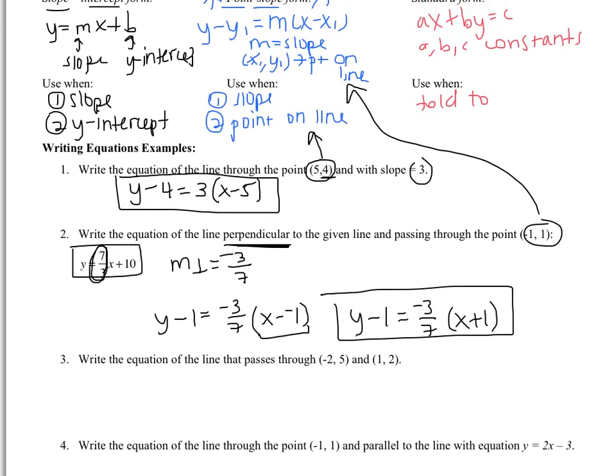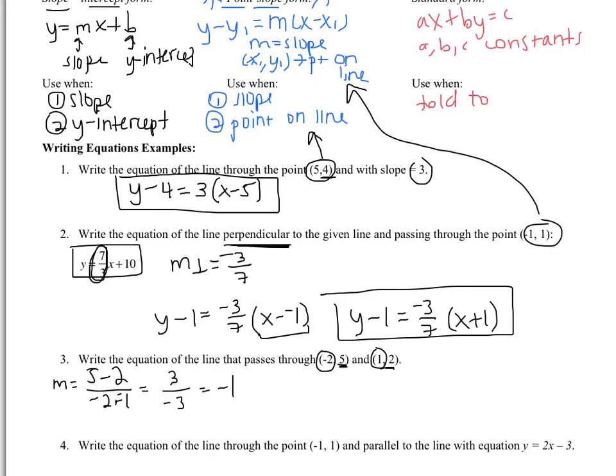Okay, 3, it says write the equation of the line that passes through and then it gives us 2 points. Well, I definitely have a point on the line, but I don't have the slope yet. So what I'm going to have to do is find the slope. And then I can use point-slope form. So remember, I'm going to start by subtracting the y's. So I have 5 subtract 2, and then my x's, which is negative 2 and 1. Make sure to pay attention to the order. 5 subtract 2 is 3. Negative 2 subtract 1, that's like adding a negative 1, becomes negative 3, so the slope is 3 over negative 3, which is negative 1.